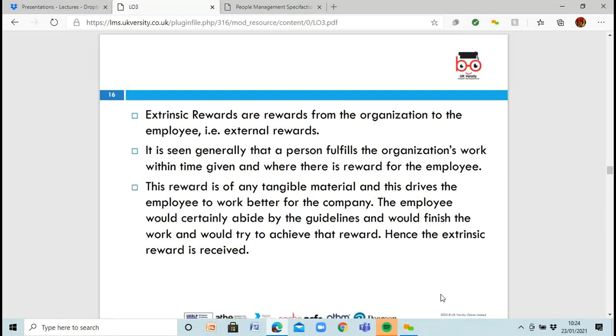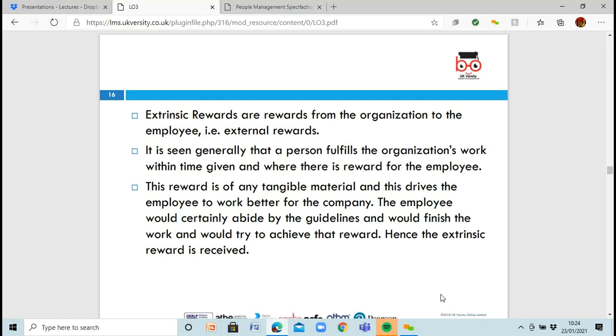So extrinsic, remember outer, so extrinsic awards are rewards from the organization to the employee, so external rewards. This is generally when a person completes the work within a time scale and they're given a reward or an incentive for that. This reward is normally tangible, and it drives the employee to work better. So the employee would abide by the guidelines and finish the work and try to achieve that reward.